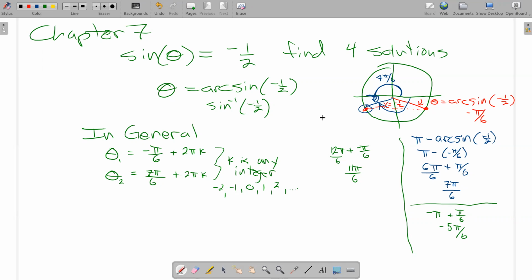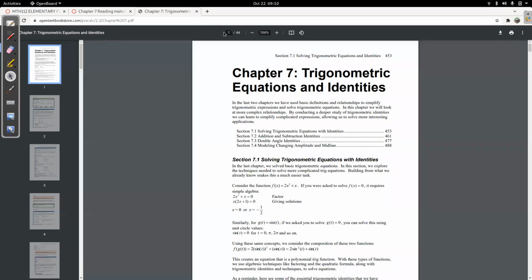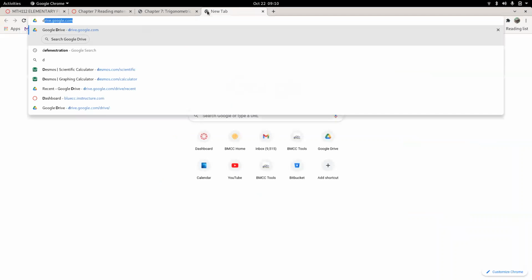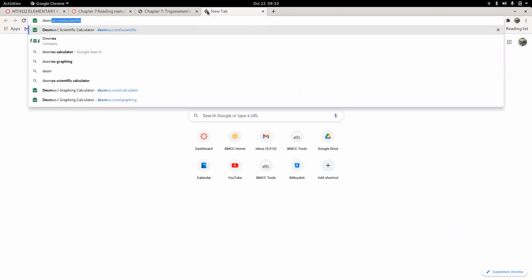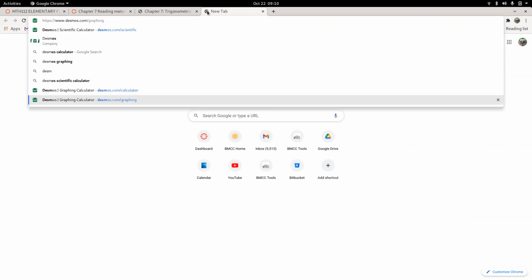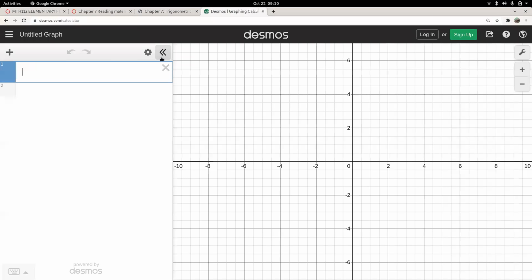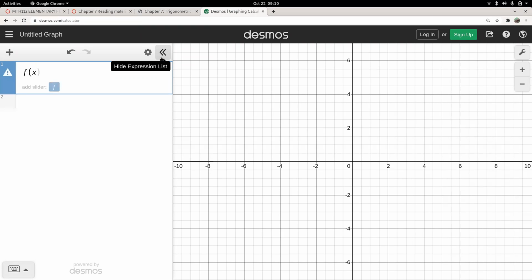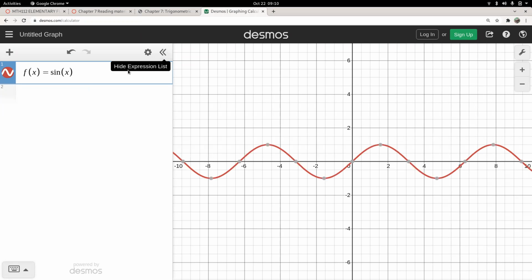Let's look at a graph and double check that. Desmos does a good job when the special angles are involved. So I'm going to call it f of x equals, we just started off with the sine of x. And I want to know when that's equal to negative 1/2. So I also have to graph y equals negative 1/2.